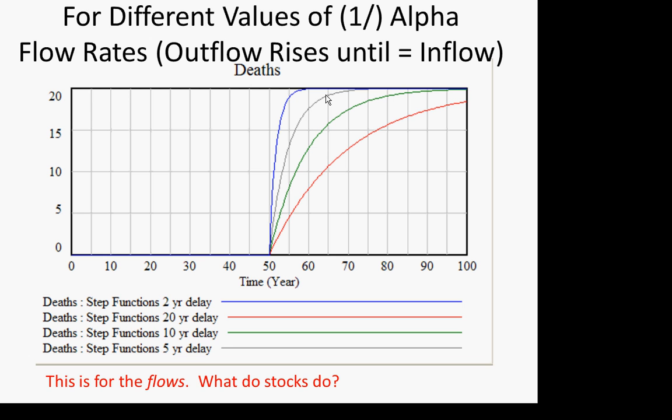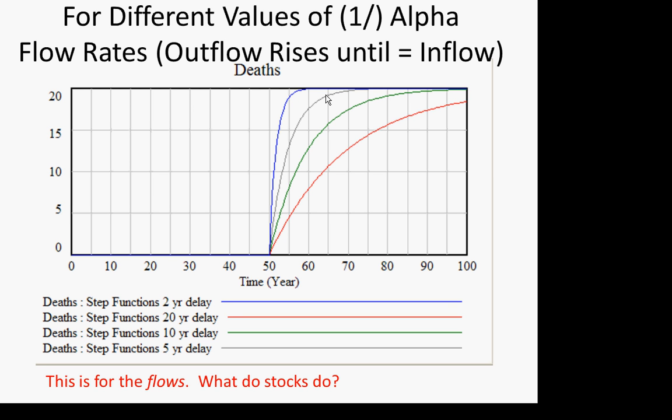We see these things a lot in engineering. The formula for this would be like 1 minus e to the minus alpha t, right? And the bigger t is, the smaller and smaller this e to the minus alpha t is, and the closer it's going to come. Okay. This is for the flow.